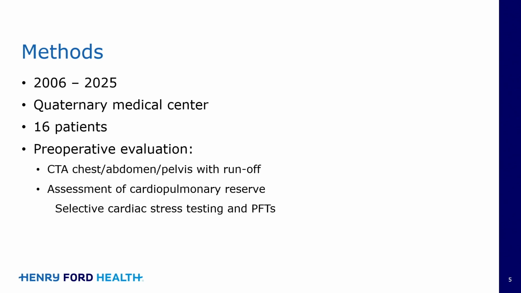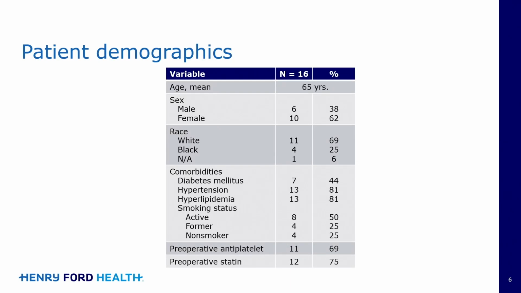Using CPT codes, we identified 16 patients between the years 2006 and 2025 who had undergone paravisceral transaortic endarterectomy. For preoperative evaluation, we performed CTA thin cuts of chest, abdomen, and pelvis with runoff. And we selectively used cardiac stress testing and PFTs for assessment of the cardiopulmonary reserve. The majority of our patients were white race and female sex with a mean age of 65 years. And hypertension, hyperlipidemia, and active smoking were present in over half of our cohort.